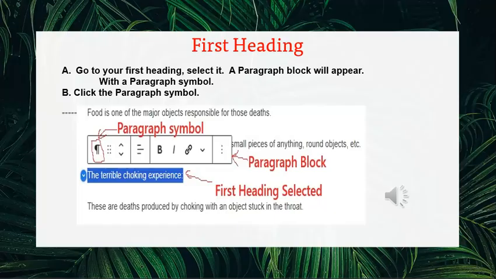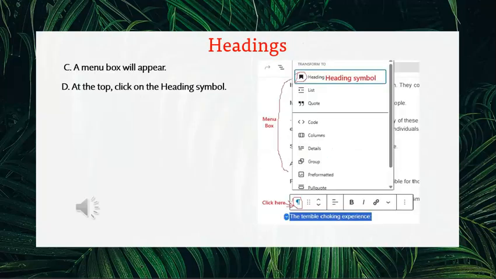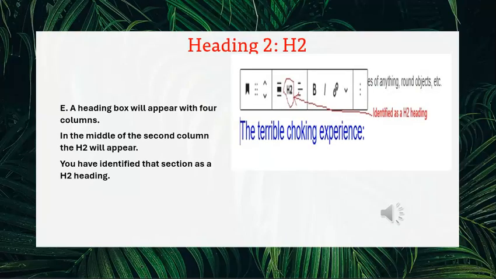First heading. A. Go to your first heading, select it. A paragraph block will appear with a paragraph symbol. B. Click the paragraph symbol. Headings. A menu box will appear. At the top, click on the heading symbol. Heading 2, H2. E. A heading box will appear with 4 columns. In the middle of the second column, the H2 will appear. You have identified that section as an H2 heading.